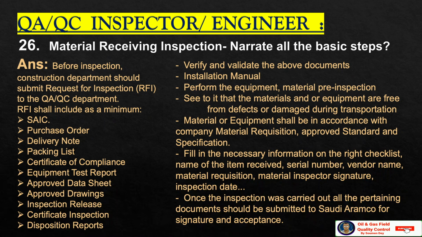Material or equipment shall be in accordance with company material requisition, approved standard and specification. Fill in the necessary information on the right checklist: name of the item received, serial number, vendor name, material requisition, material inspector signature, inspection date, etc. Once the inspection has been carried out, all the pertaining documents should be submitted to Saudi Aramco for signature and final acceptance.